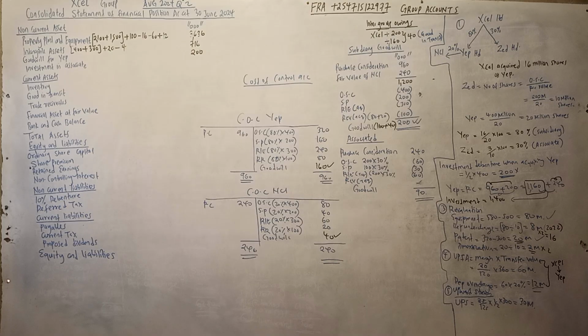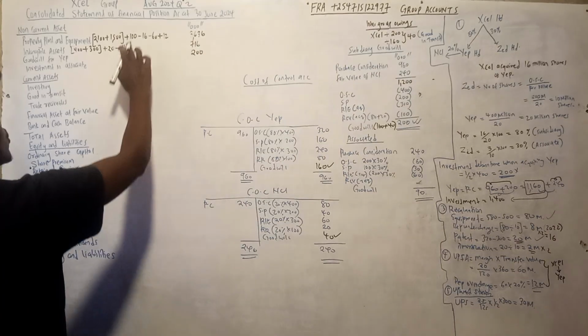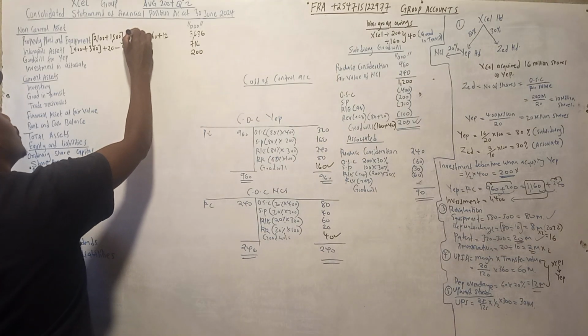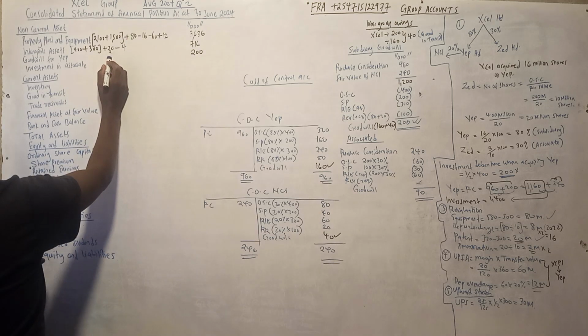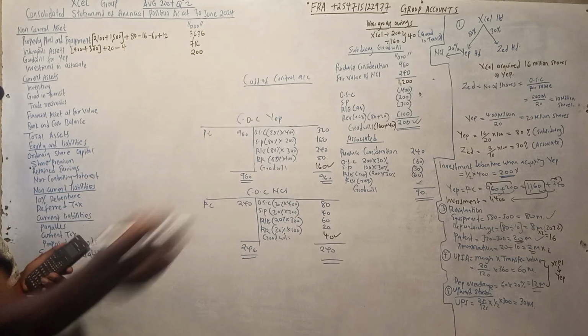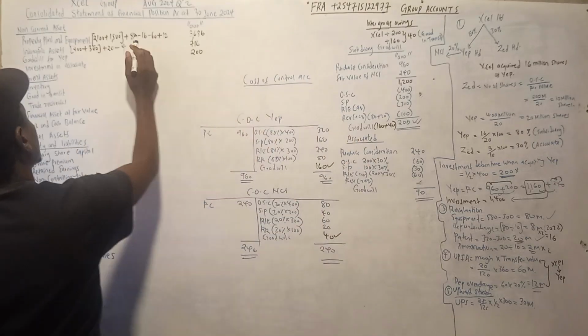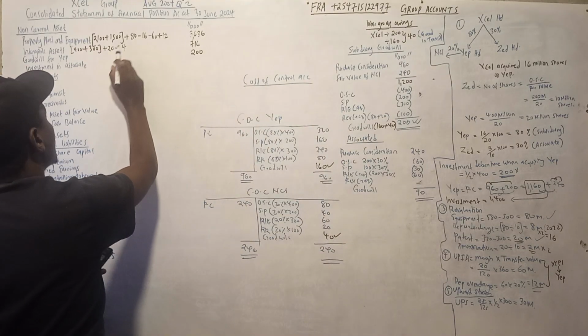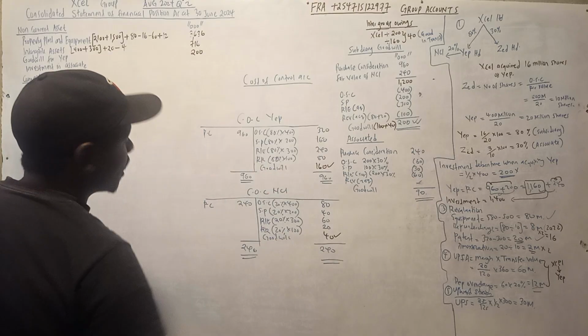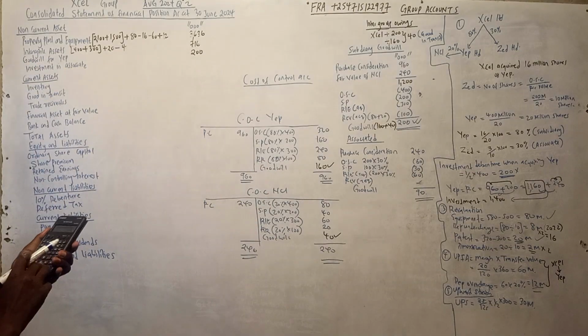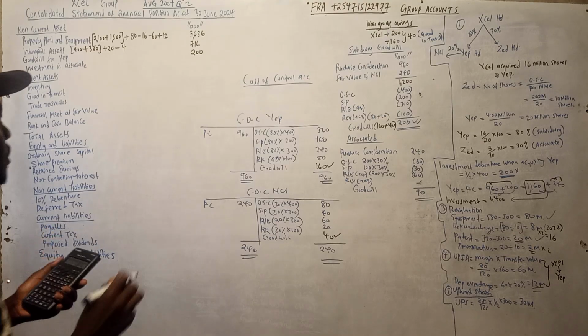Goodwill is 200. Let me do 2100 plus 1500 plus 100. Not 100. This is supposed to be 80. The reason why is that the valuation was 80 and 20, so the total valuation was 100, but 80 was for plant and 20 was for the patent. The patent is part of intangible asset, so I need to correct that one. Plus 80 minus 16 minus 60 plus 12. That is 3616.